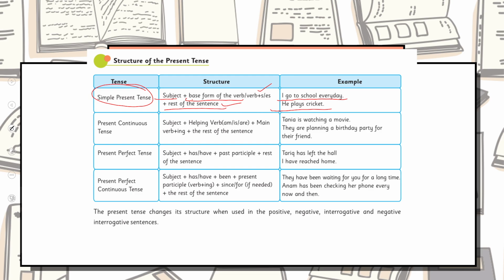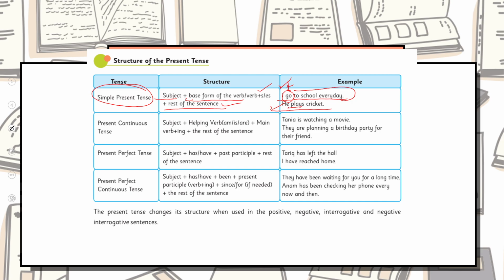He plays cricket. I is the subject plus the base form of the verb. What is our verb? Go. Go is the basic form of the verb. And then go to school every day, the rest of the sentence. Next is he plays cricket. He is our subject. Play is the base form of the verb, and we are adding s because we have he.